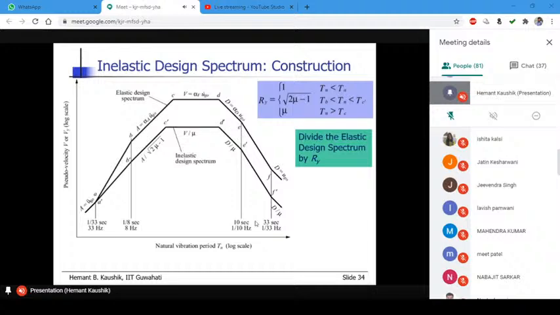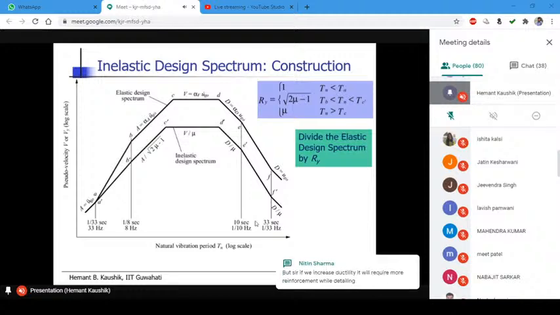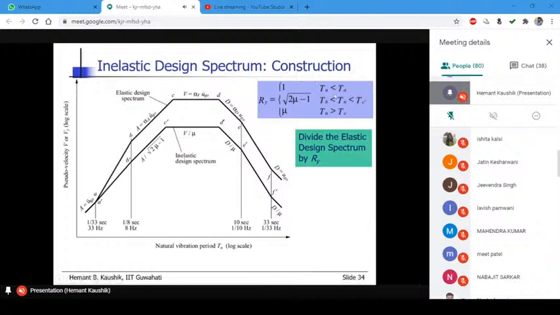Now this is how we do it. The process is simple. We have to consider the elastic design spectrum first. We have to develop it, and then we reduce it. We divide the elastic response spectrum by a factor Ry, right? This factor actually represents the ductility of the system. So this is the ductility reduction factor. This factor is given here. For natural period less than TA, there is no reduction. For natural period between TB and TC prime, the reduction is under root 2 mu minus 1. And for natural period more than TC, the reduction is by ductility.